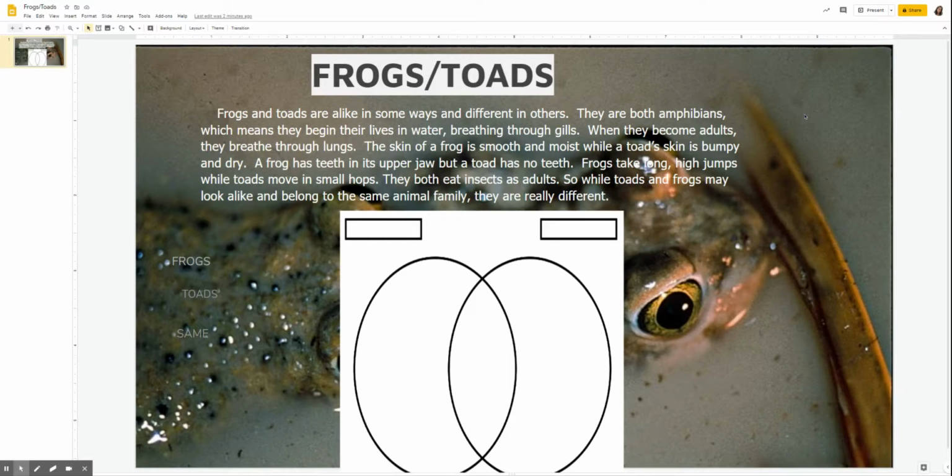So now that we've talked about comparing and contrasting, what do you think that looks like in an actual passage? We do this every day. We compare things and contrast things, but when we're reading, it looks a little different.